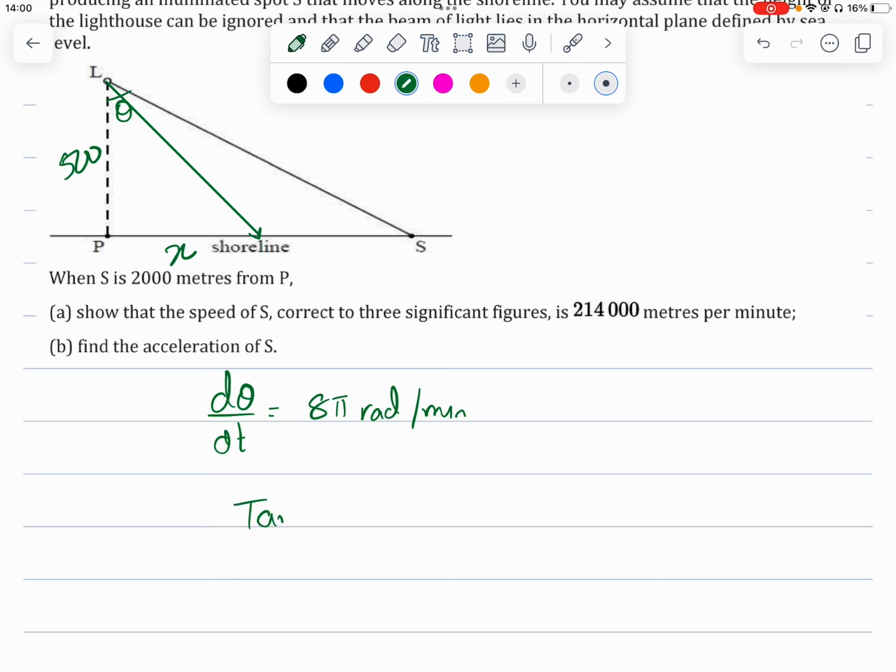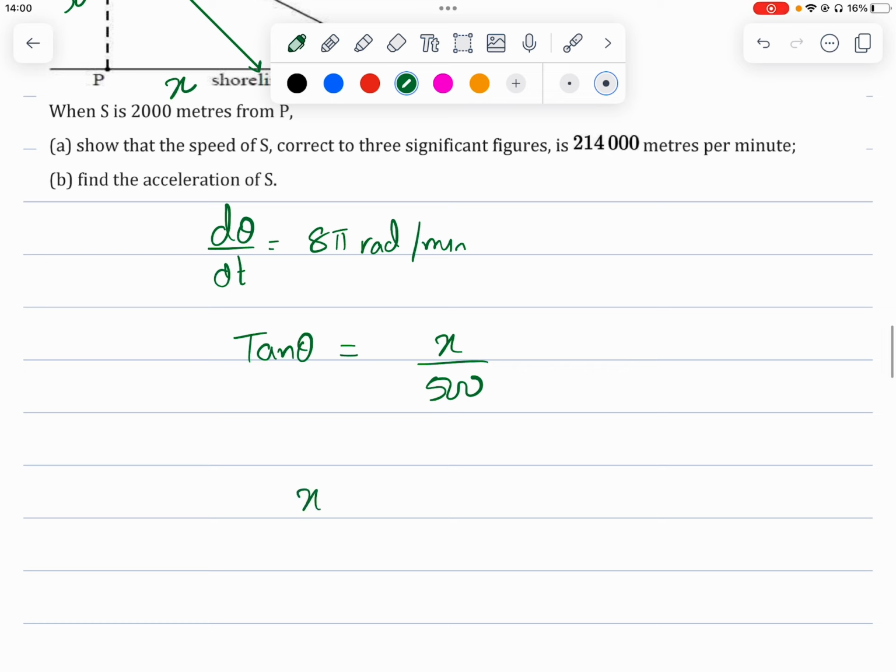So I'm going to take tan theta. Tan theta equals opposite side by adjacent side. So what do I get from there? X equals 500 tan theta. Now x has been given as 2000, a special case. So if x is 2000, 2000 equals 500 tan theta. From there, tan theta equals 4.